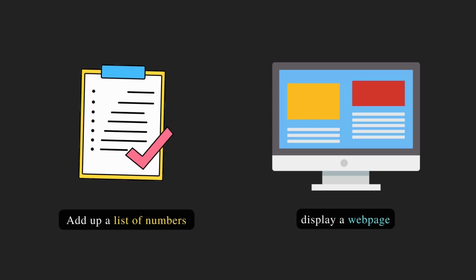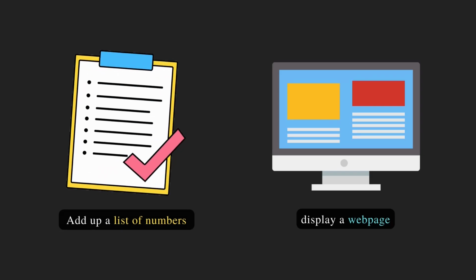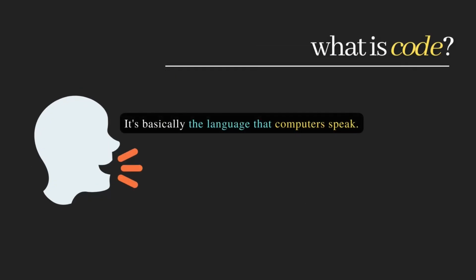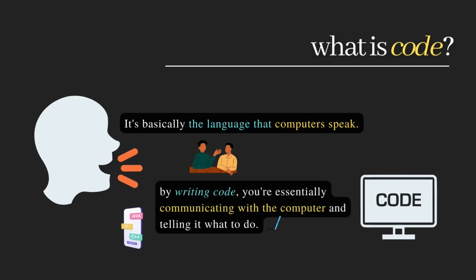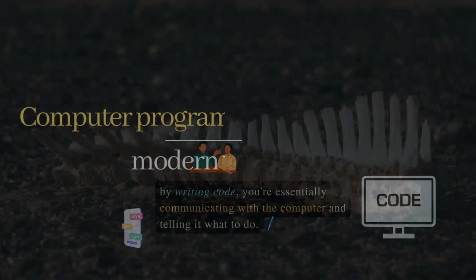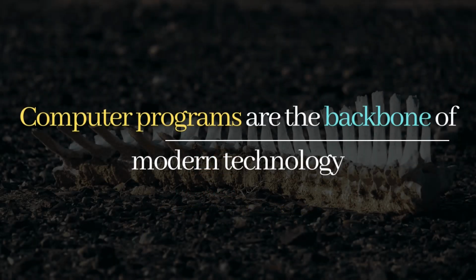And to create these programs, you need to write code. So, what is code? It's basically the language that computers speak. Just like how we speak different languages, computers also have their own language that they understand. And by writing code, you're essentially communicating with the computer and telling it what to do. Computer programs are the backbone of modern technology. They're what make our computers work and perform all sorts of amazing tasks.